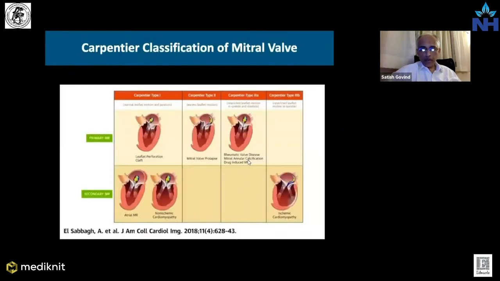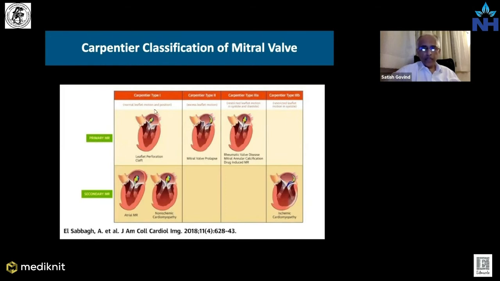So as all of you know, there is this Carpentier classification, just a nice slide which summarizes everything here. There is a classification of the primary MR and then the secondary MR. Then you have the Carpentier type 1, type 2, and then 3A and 3B. So let's look at primary MR here.